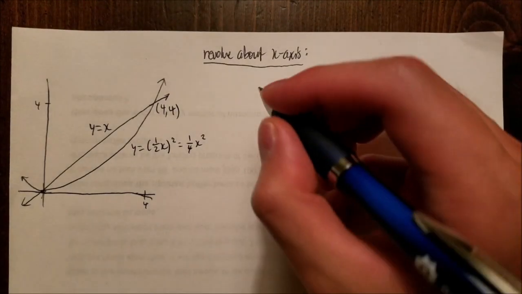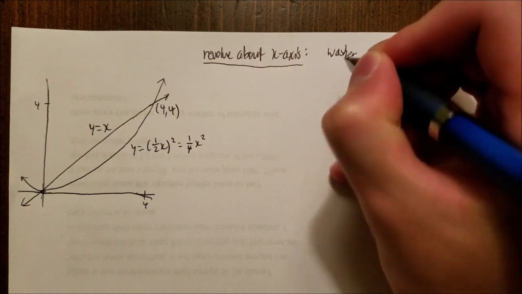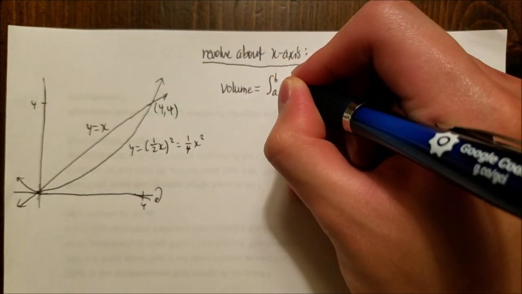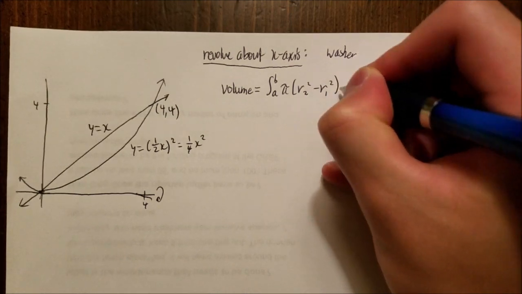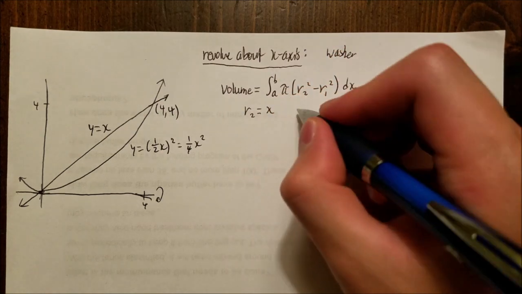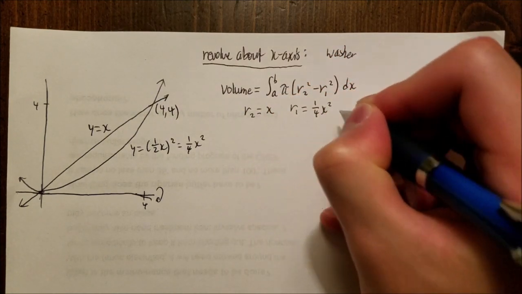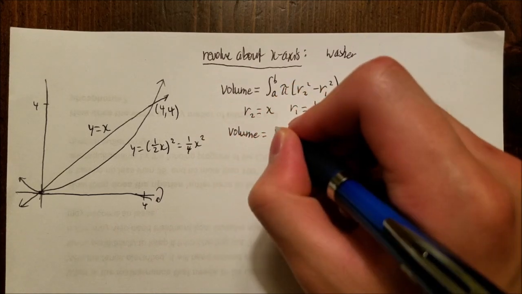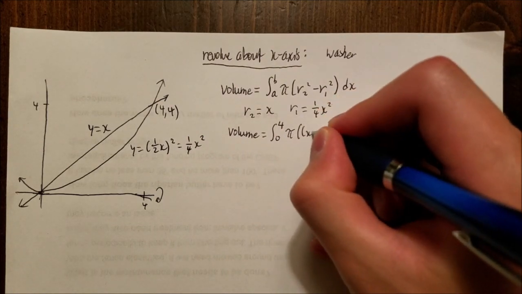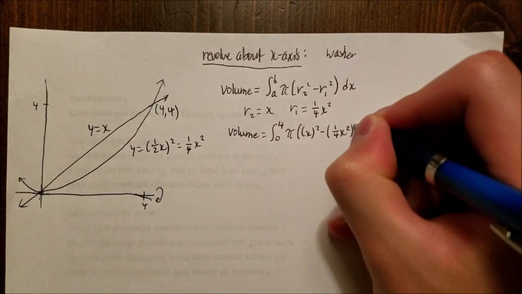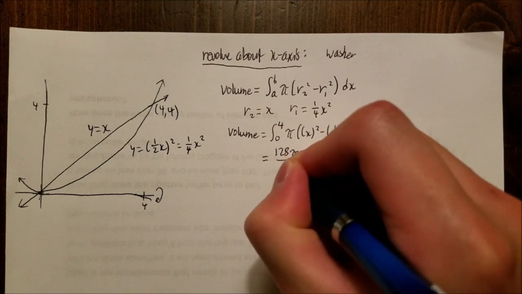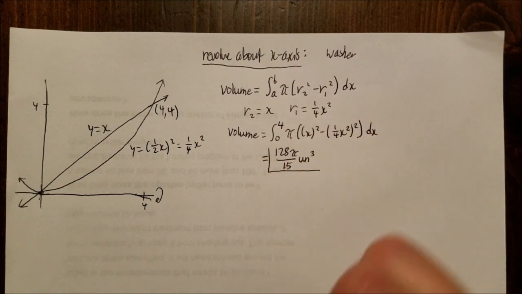For this problem, you must use the washer method, because your equations are with respect to x and you are rotating around the x-axis. In order to solve this equation, you must use the volume formula for the washer method. This formula is the integral from a to b of pi times r2 squared minus r1 squared. In this equation, your value for a is 0, your value for b is 4, your value for r2 is x, your value for r1 is 1/4 x squared. Then, once you evaluate this, you get a final answer of 128 pi over 15.